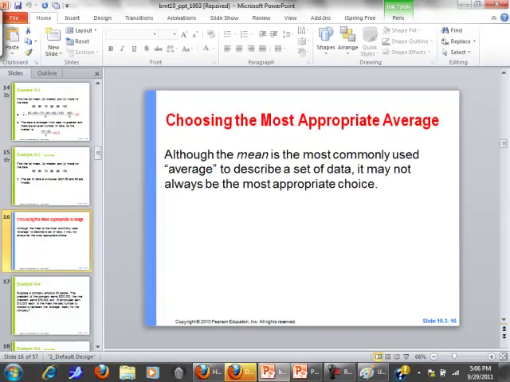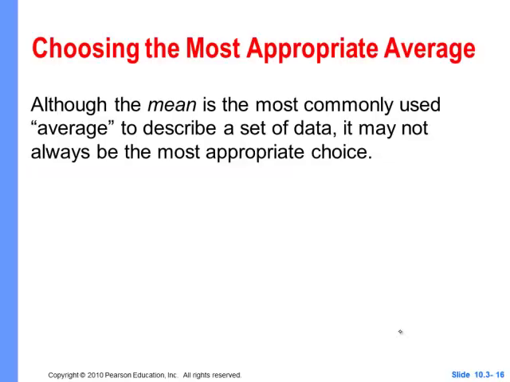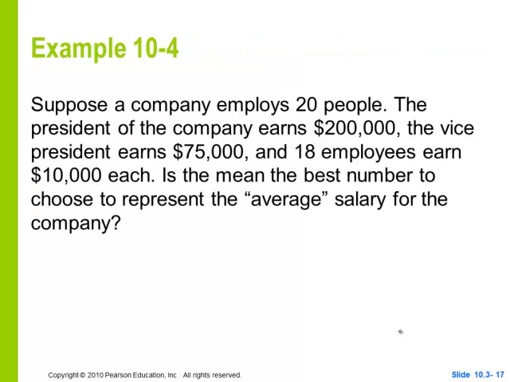Okay, so we know we use the mean most often to say what the center is, what the average is, but sometimes it's a bad measurement. If you throw in some extreme value, the mean is going to be greatly affected by the extreme value. Here's a setup. You've got 20 people working for a company. The president is the extreme value. How much does the president make? $200,000. That's the extreme value. The vice president isn't as extreme, making $75,000. But you've got 18 employees only earning $10,000.